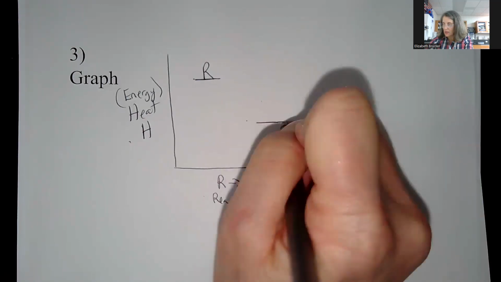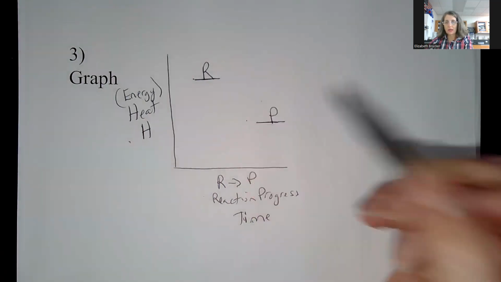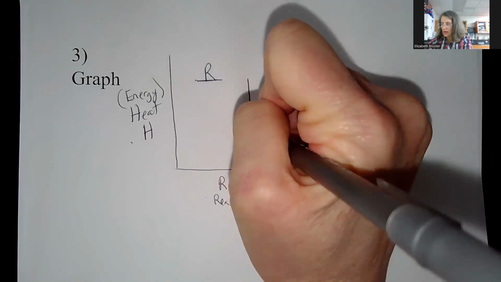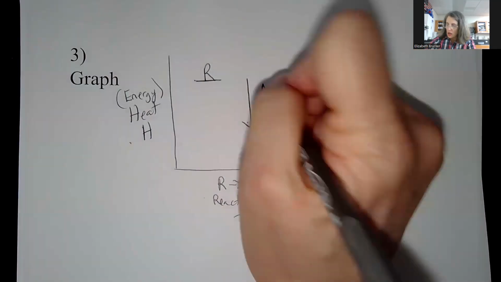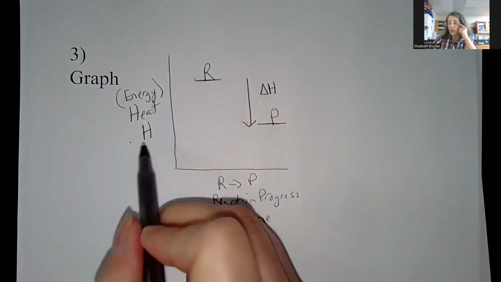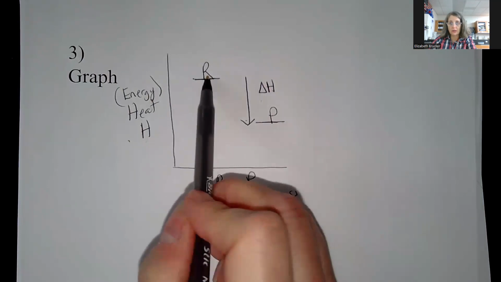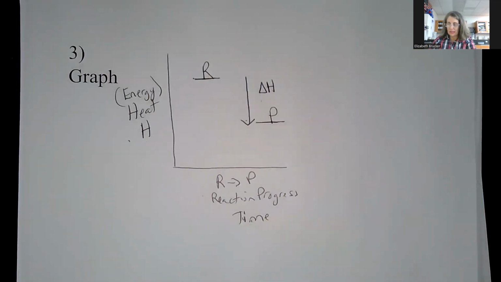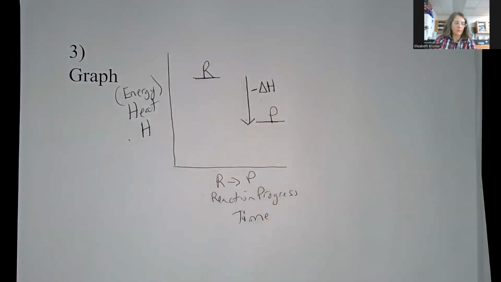So I'm going to write the product somewhere down here. When I go from reactants to products, I'm releasing heat. The difference between where the reactants start and the products end up is what we call a delta, or a change. So this is called a delta H. This is how much heat, how much energy is different from the starting point of the reactants going to the products. Since the arrow is pointing down and we are releasing heat, this is a negative delta H.